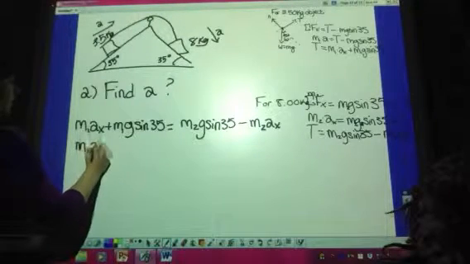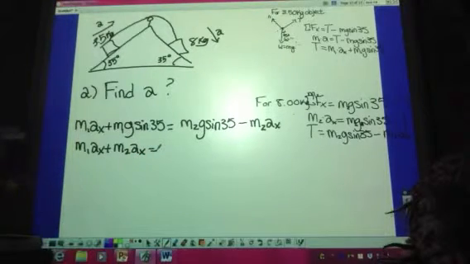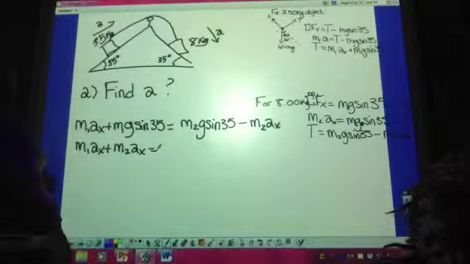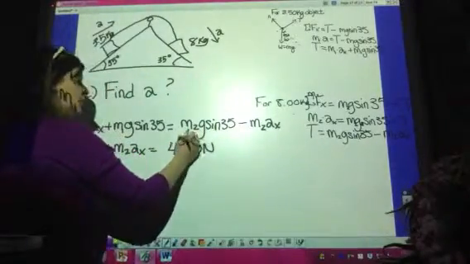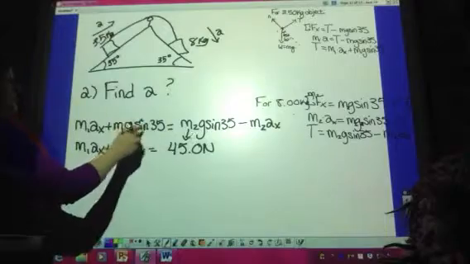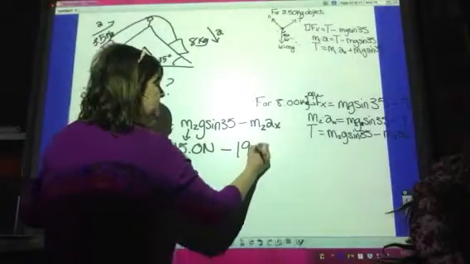m1 ax plus m2 ax equals, if I did my m2g sine 35 and then my m1g sine 35, if we went ahead and did those, we should get 45 newtons and then 19.7 newtons. So I would find here, this one would be 45 newtons for m2g sine 35, and then m1g sine 35, if I brought that over, it'd be minus that, so minus 19.7 newtons.